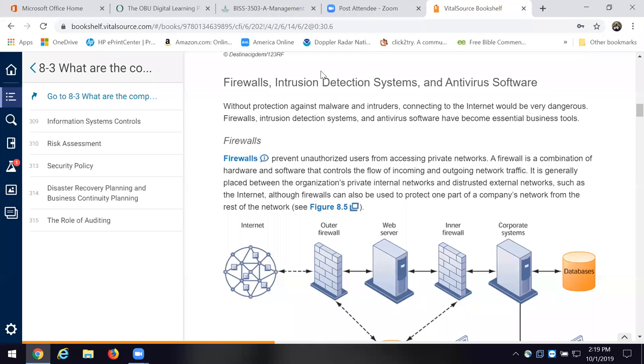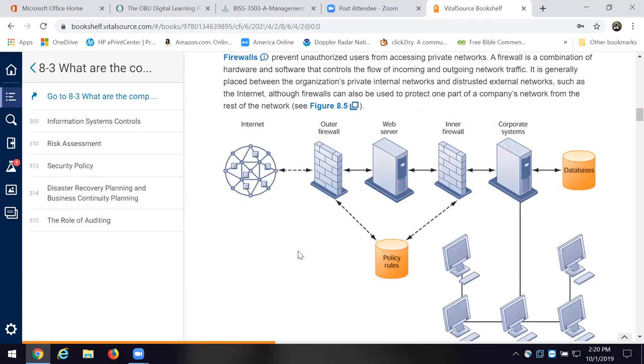Intrusion detection systems. There are some software platforms for the general public that will warn you of an intrusion, that will tell you someone's trying to get into your computer, or someone's tracking you, or a website is tracking you. And remember, I took you over to the OBU website and showed you that statement about cookies to enhance your experience. So they show you this picture of the firewalls, okay?